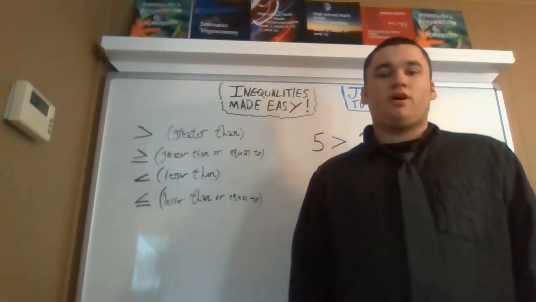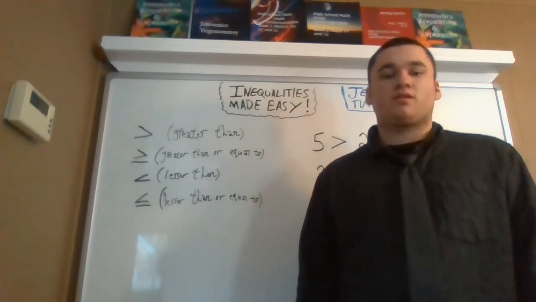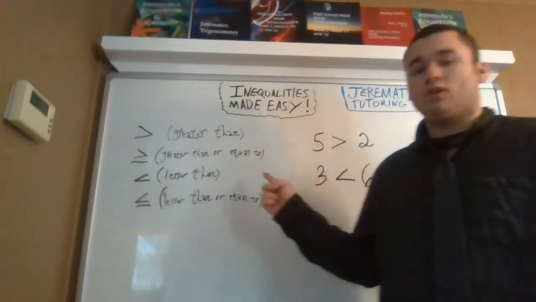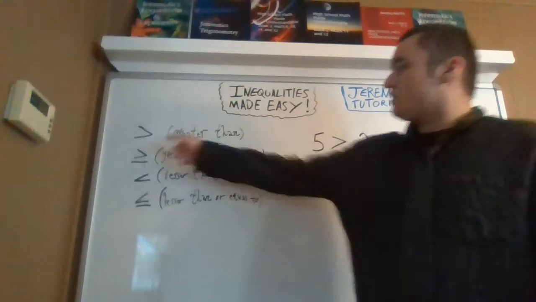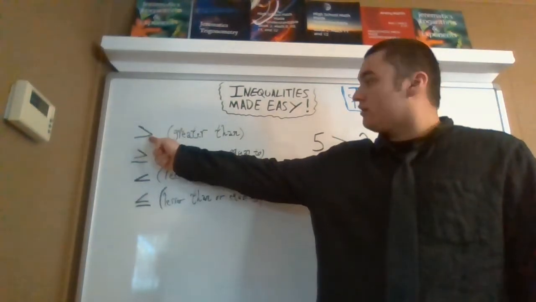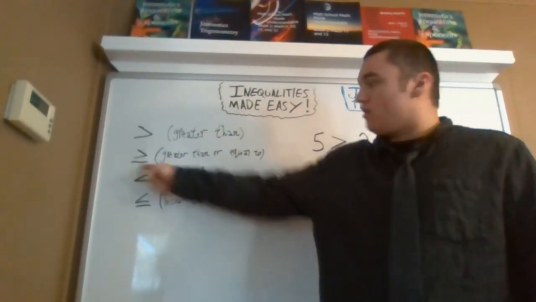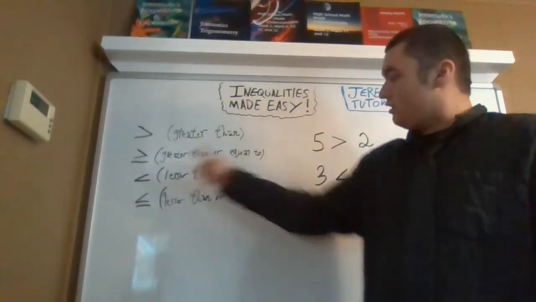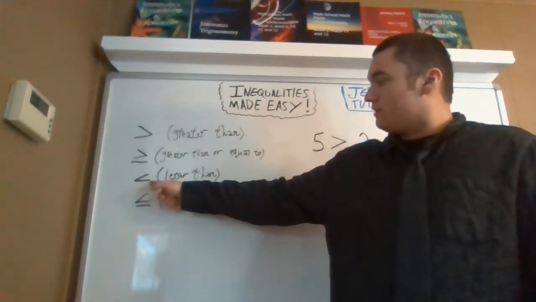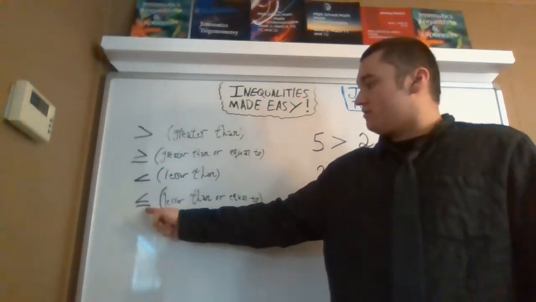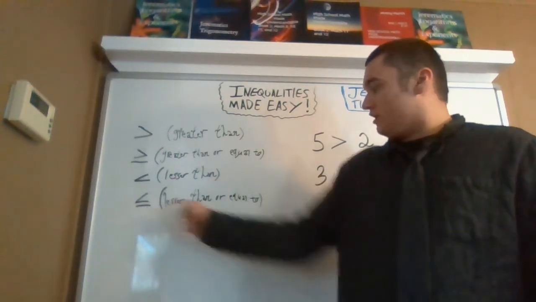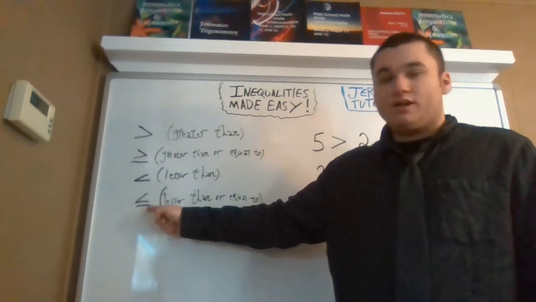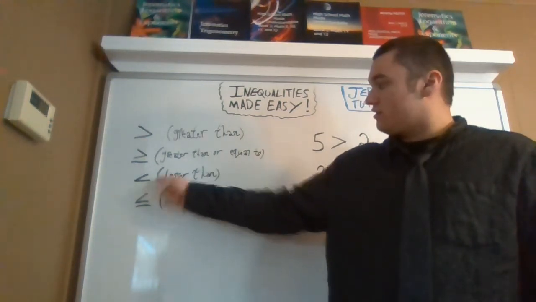In this video, I'll be talking to you about inequalities. There are four inequality symbols. There is one that looks like this, and this means greater than. There's one that looks like this with a solid line underneath that means greater than or equal to. There's another symbol over here that means lesser than. There's another symbol over here that means lesser than or equal to. If it has a solid line underneath the same inequality, that means lesser than or equal to.